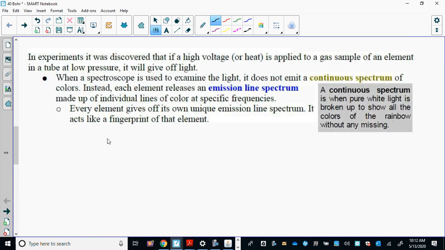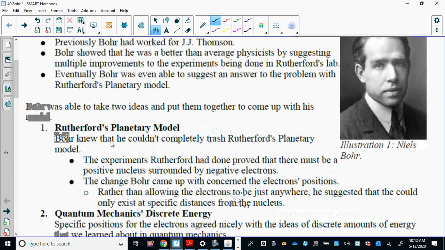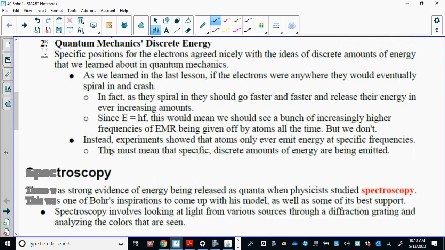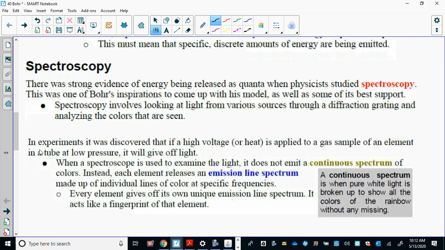So now let's go back, now that I've given away the entire lesson, and discuss it. It says quantum mechanics, discrete energies. So you can only have this amount of energy or this amount of energy, but you can't have anything in between. It won't work that way because of the wave nature of electrons.